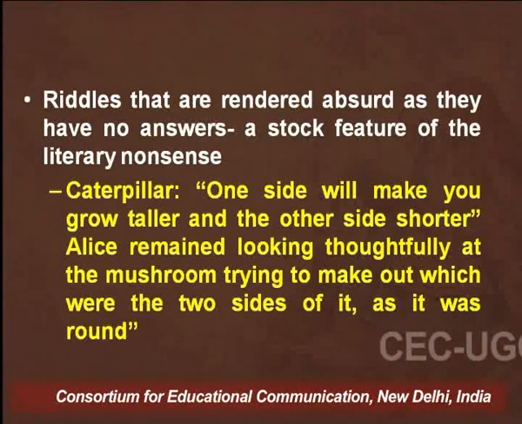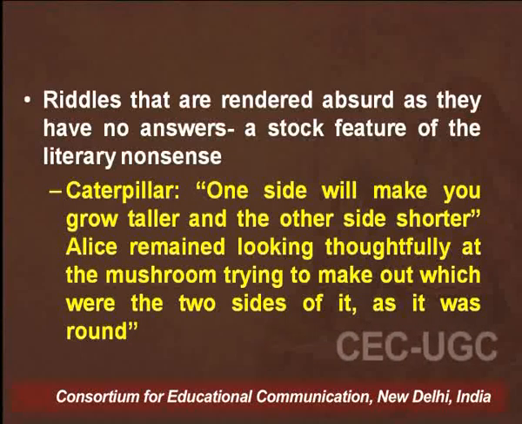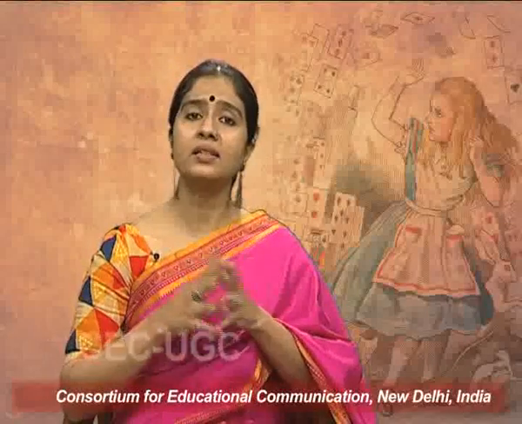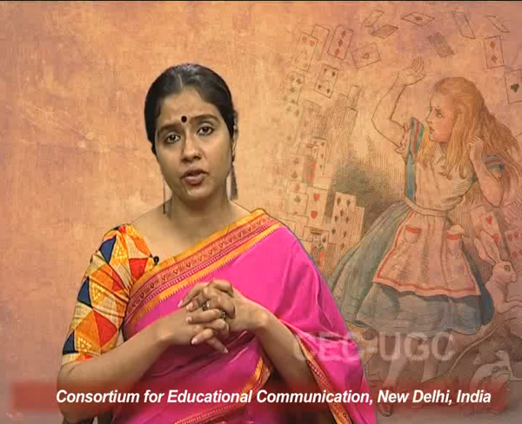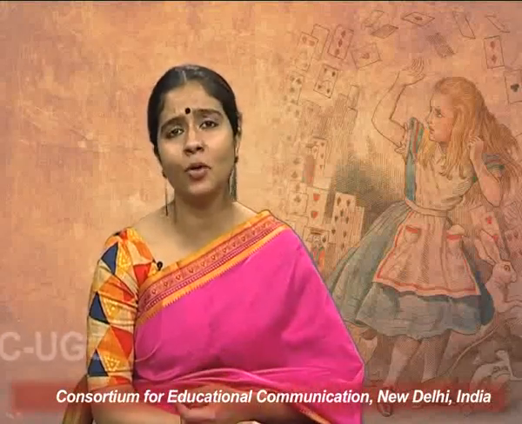Now, this was a time when Alice was really agitated, because sometimes she grew extremely tall, sometimes she shrunk to a very small size in this wonderland, and that had really annoyed her. So, the caterpillar asks her to observe that mushroom, and he says that one side of it will make you tall and the other side will make you short. Alice observes it and sees that a mushroom is round. So, something that is round, how can we talk about one side and the other? Alice is not able to make sense of this, and again, what does it do? It contributes to the form of literary nonsense, and this is where this episode ends, and there is no more to it, right?